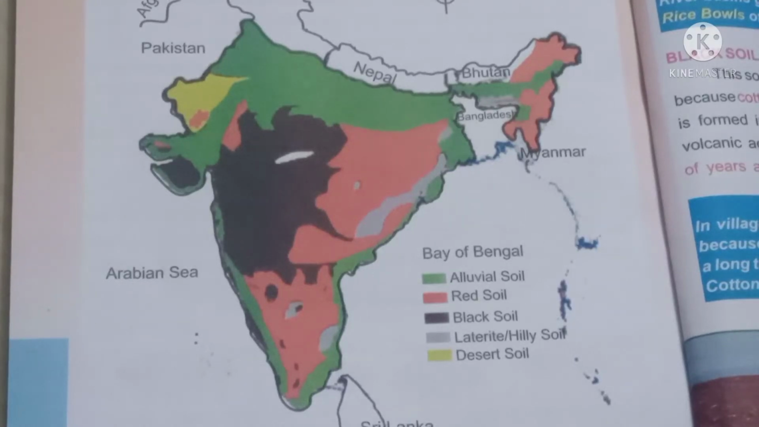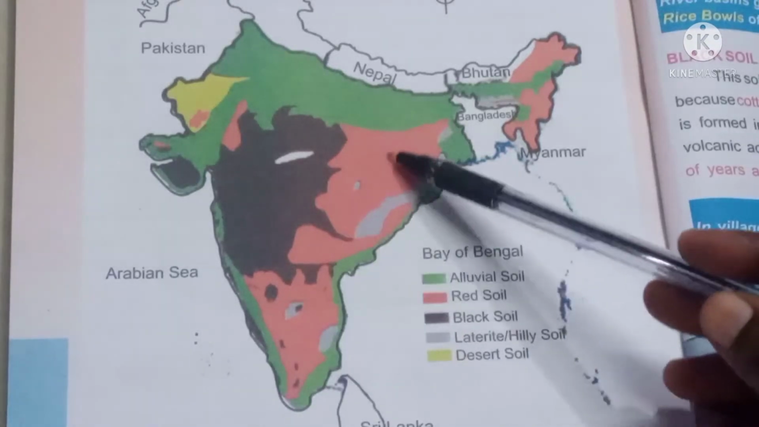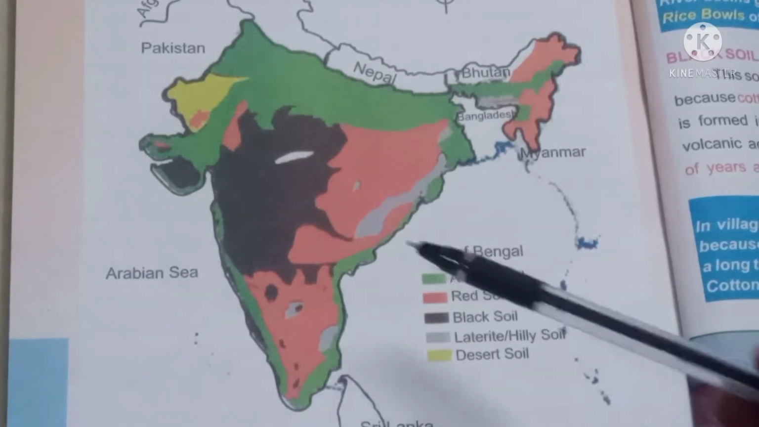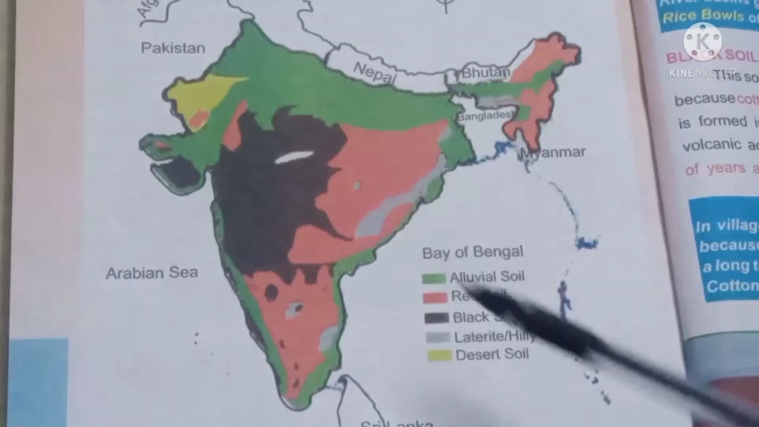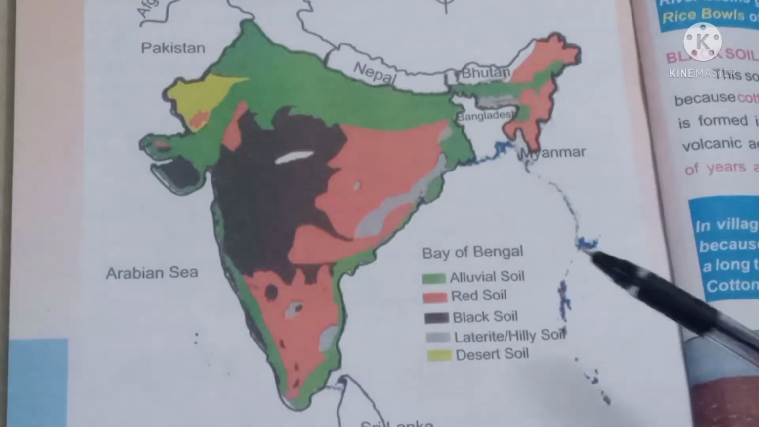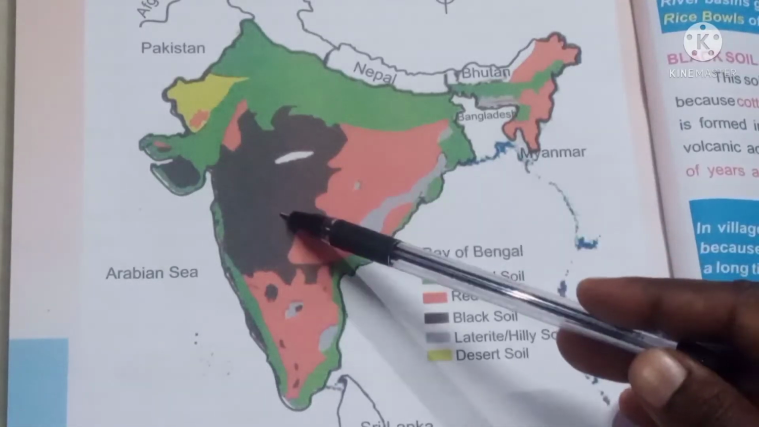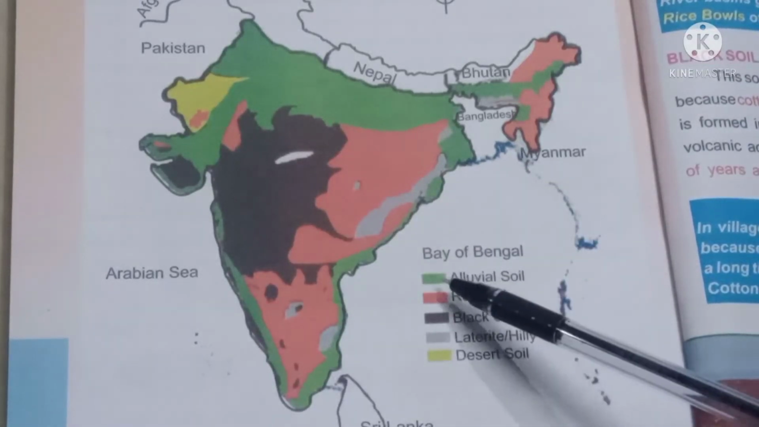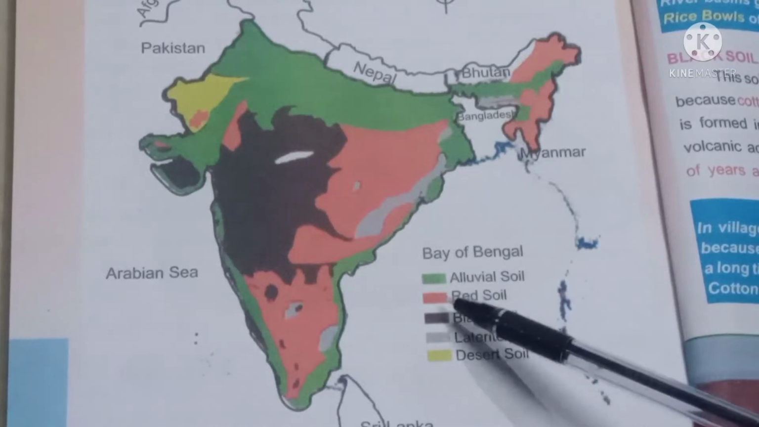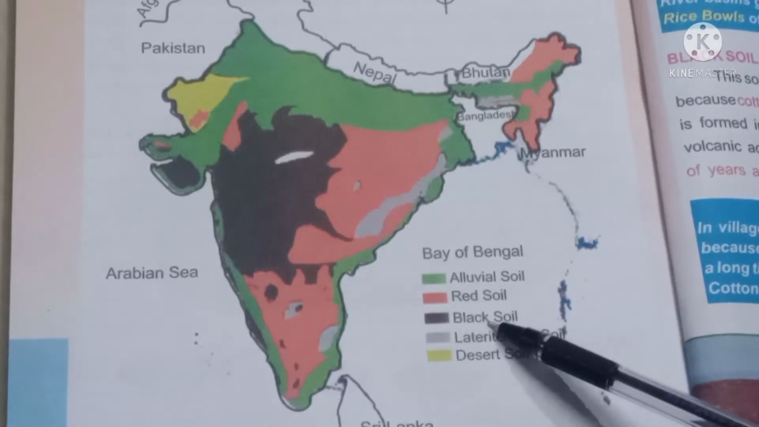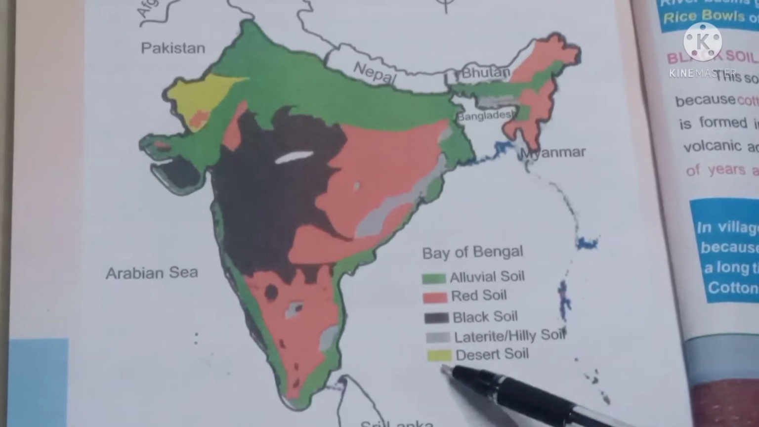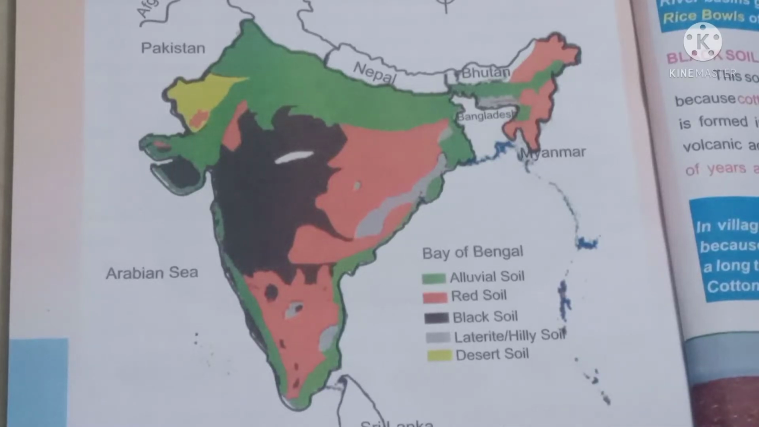What do we see in this map? We can see different colors that are marked. What do these different colors tell us? They tell us the different types of soil that are found in India. We can see green, red, black, yellow and grey. It means green represents alluvial soil, red represents red soil, black represents black soil, grey represents laterite or hilly soil that is found in the mountains, and yellow represents desert soil.